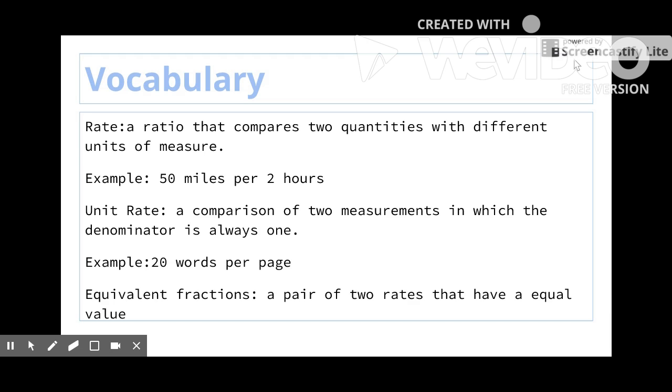A unit rate always has a 1 as the denominator. It is very important to know the difference between these two terms. Another important vocabulary term is an equivalent rate. An equivalent rate is a pair of two rates that have an equal value.